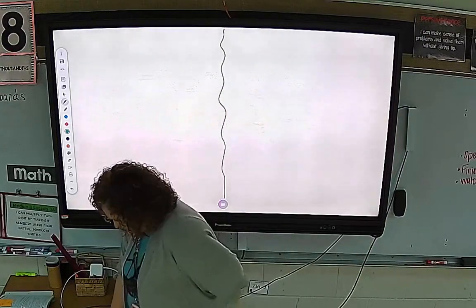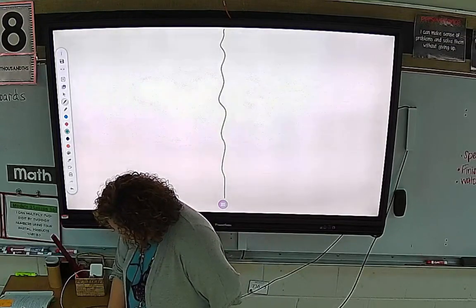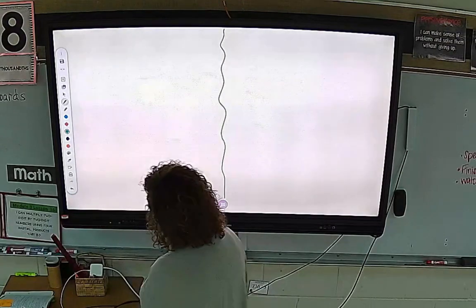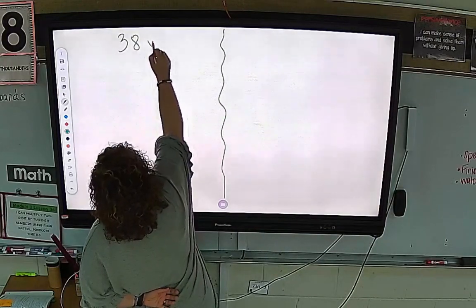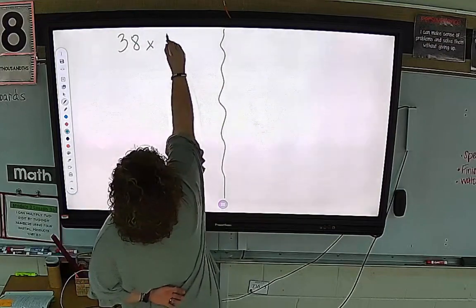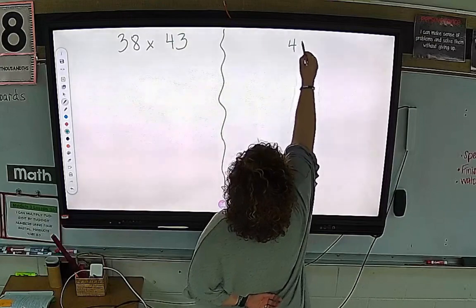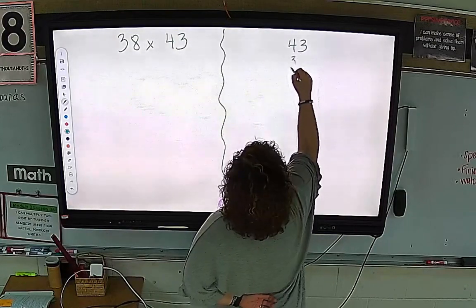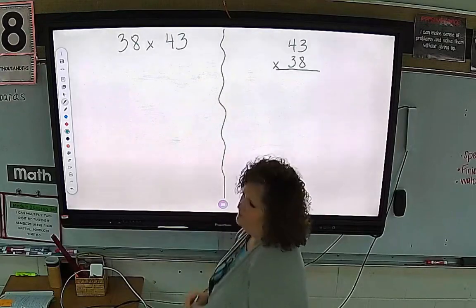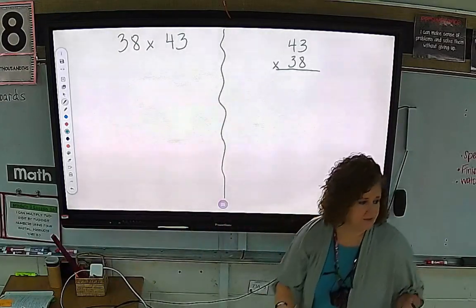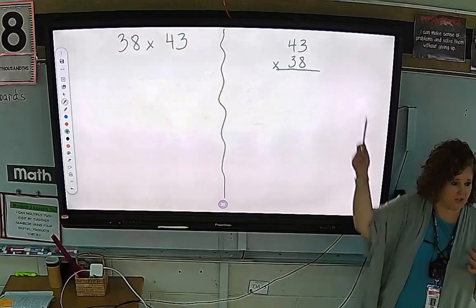Okay. So we're going to do 38 times 43. Over here it will look like 43 times 38. We know both of those, doesn't matter the order, we'll get the same answer. But it's a good practice to get into to put your larger number on top when you're multiplying it vertically.